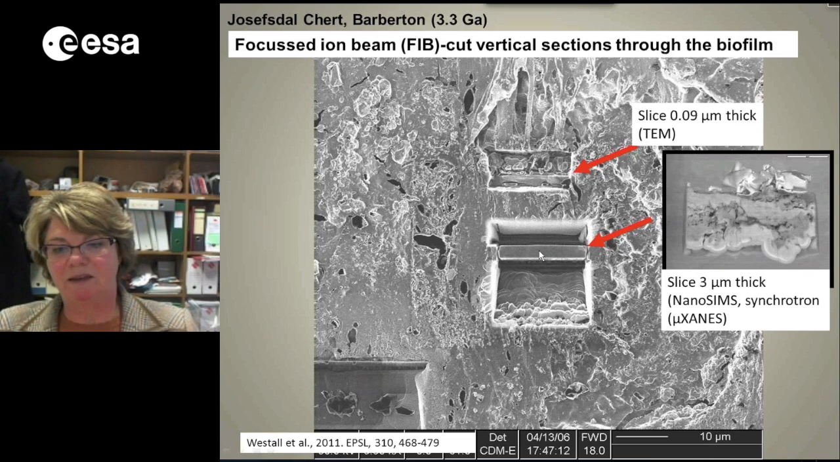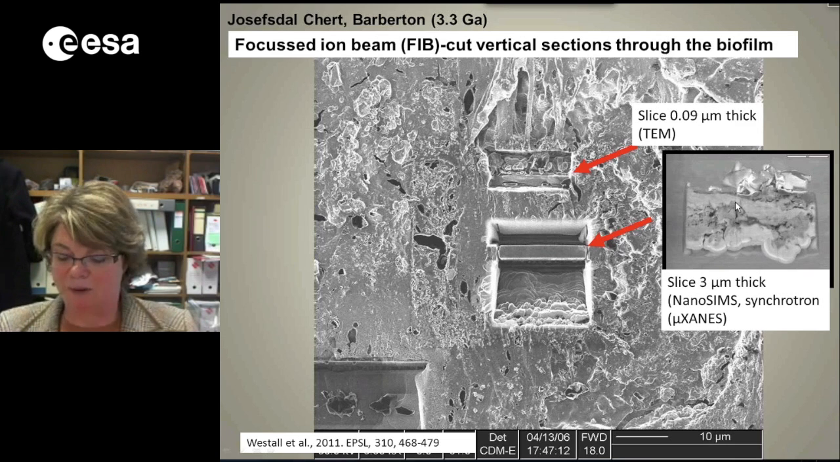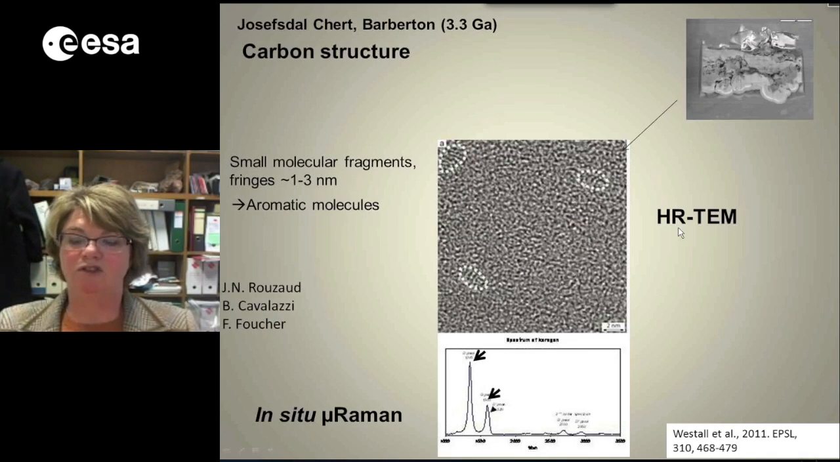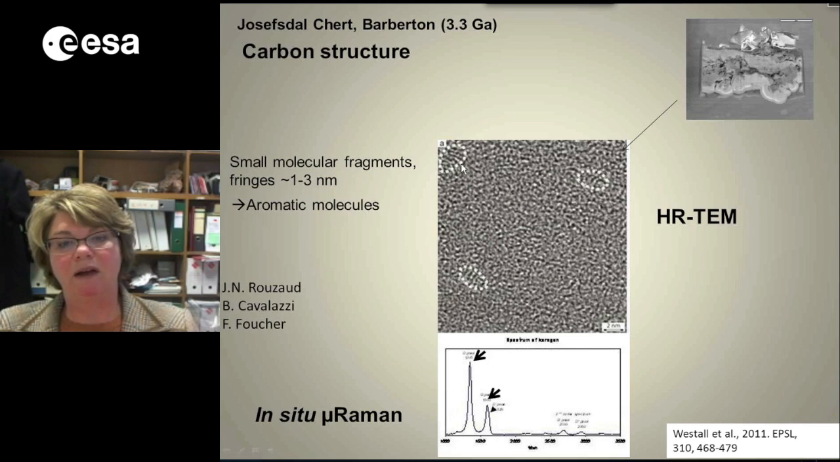But we make very thin slices of the mat to study using different techniques. A 19 nanometer thick thin slice for doing very fine detailed work with a transmission electron microscope, and a thicker slice, 3 microns thick, for studying the elemental composition and the molecular composition of the microbial mat. Now, with the high resolution transmission electron microscope, we can look at the organic carbon that's still preserved in the mat, and we can see small domains of organic carbon. These domains represent 1 to 3 nanometer sized fringes, and they are of the size of aromatic molecules.